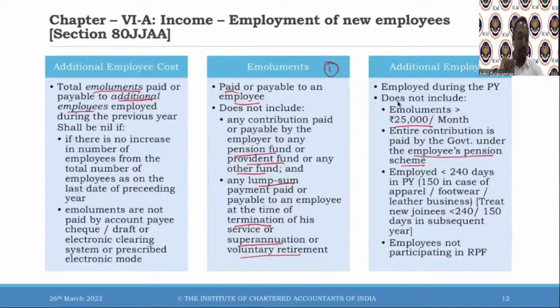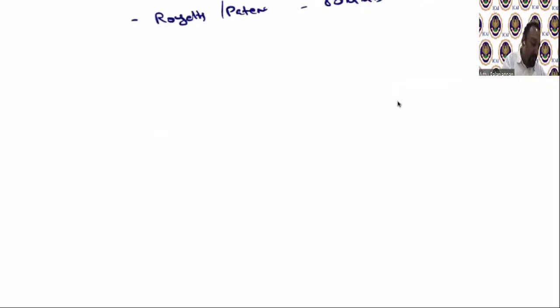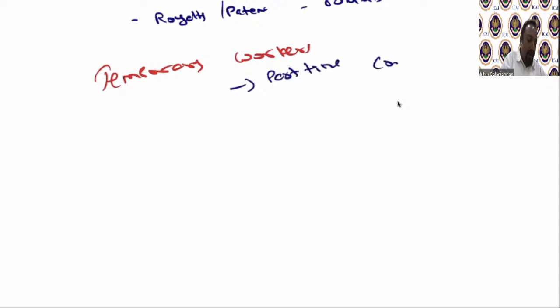Then such an employee should also not be included. And lastly, the most important thing: if a person is employed for less than 240 days in that particular year, which means he is appointed and quits within the same year, so he has actually been working for only less than 8 months. Why is this relevant? There is this concept called temporary workers, I hope you would have heard. Temporary workers are basically part-time or contract workers. So these are all called temporary workers.